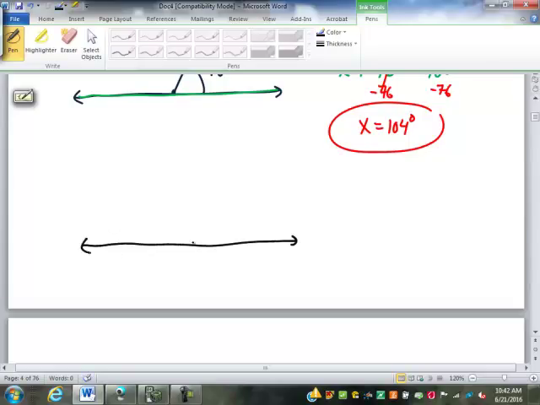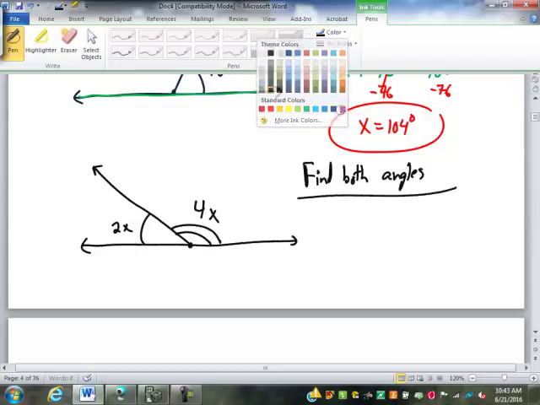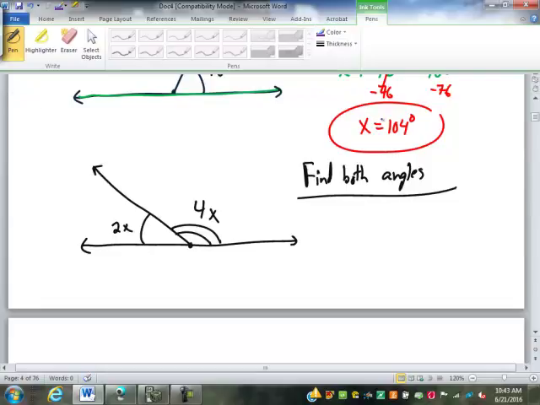Just to give you a little foreshadowing, they might look something like this. I can't look at that and just simply add or subtract to find what x is. I want to find both angles here. What is my relationship between the two angles? They're still supplementary, which means they add to 180. So 2x plus 4x has to add up to 180.